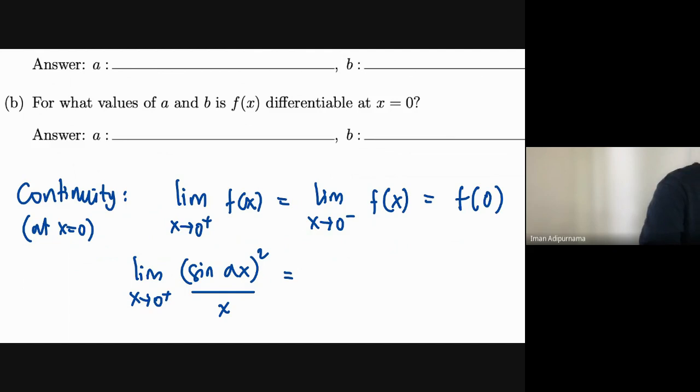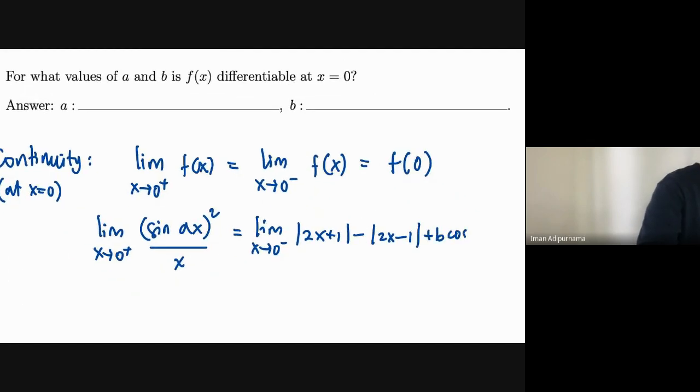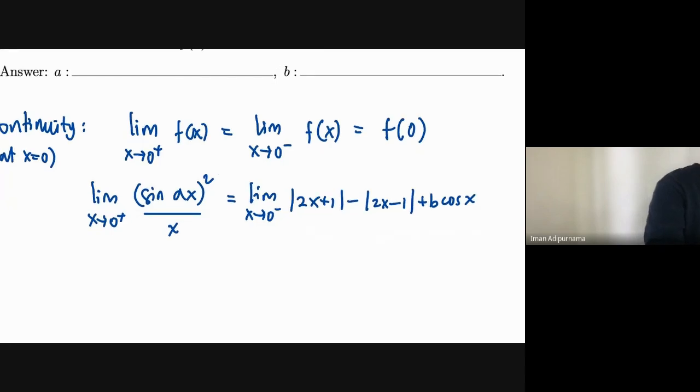The one to the left is 2x plus 1. Let me just write the whole equation: 2x plus 1 minus 2x minus 1 plus b cosine x. And this will be 1 minus 1 minus 1 plus b cos 0. And this is b.